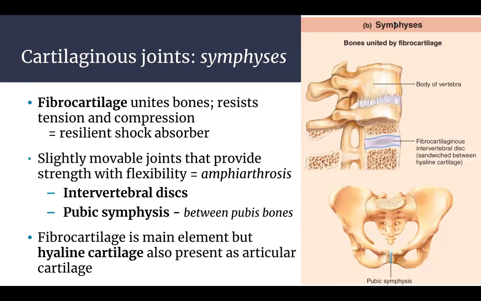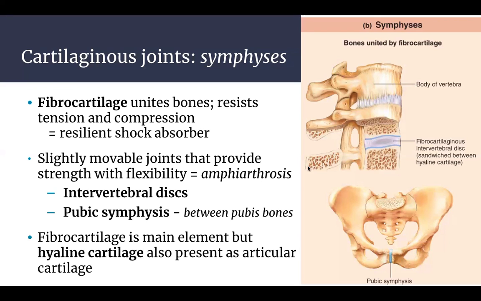Fibrocartilage is really useful for resisting tension and compression, and this makes fibrocartilage a very resilient shock absorber. And this is why we see fibrocartilage forming these particular class of joints, because we're looking at a place where we need bones to be joined together for the joint to provide strength for that union of the bone, and also to provide a certain amount of flexibility. So these are amphiarthroses. That means a joint where there's a small amount of movement permissible.